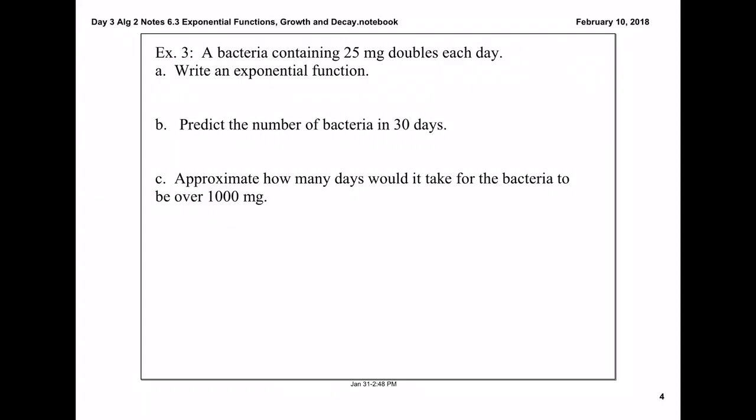Example number 3: a bacteria containing 25 milligrams doubles each day. So to write our exponential function, we want to make sure we know how much we start with. 25 is our y-intercept, and our multiplier is doubling, which means the number 2. So when we write our exponential function, we have f of x is equal to our y-intercept, which is 25, times our multiplier 2 raised to the x power.